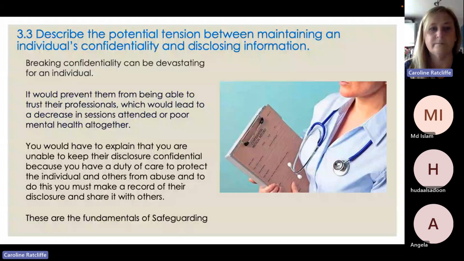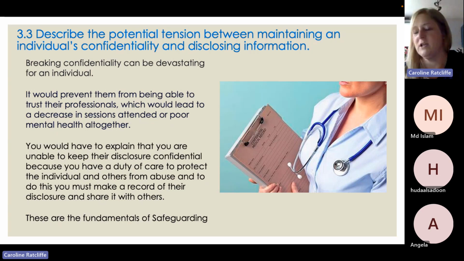Right, last one then. This is the hardest bit. It is important that breaking confidentiality is devastating for the individual, for the patient. You do not want a patient to walk into a setting and then somebody nudges somebody else and goes, "Oh, that's the patient that they were talking about."